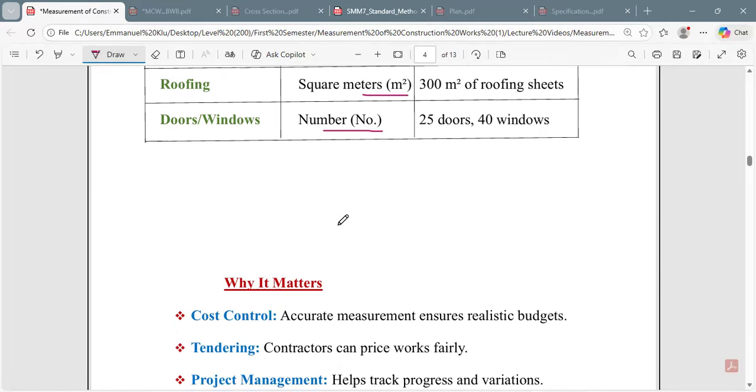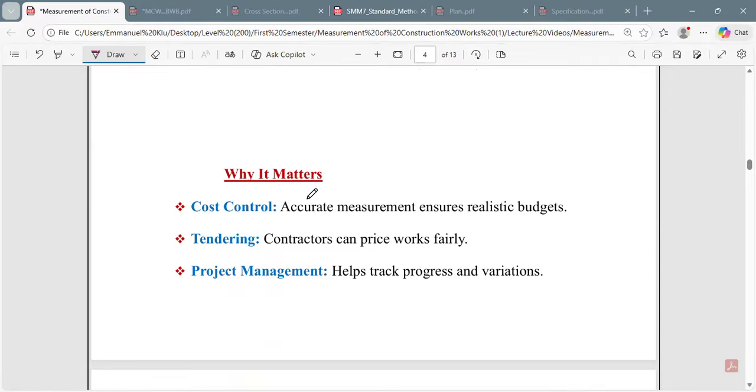Exactly. Why is measurement of construction work, or SMM7, even important? One, it helps in cost control. It helps us to know the accurate measurements and ensure a realistic budget. It also helps us in tendering, that is, contractors can price works fairly. It provides a standard method of pricing, so that at the end of the day we all can price on the same thing.